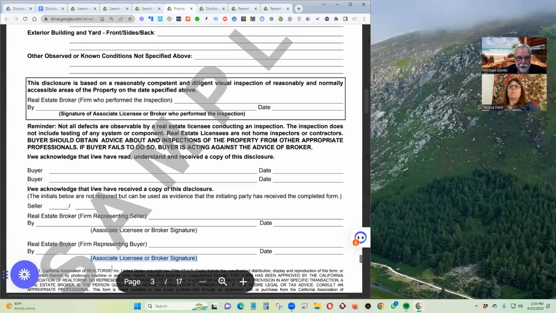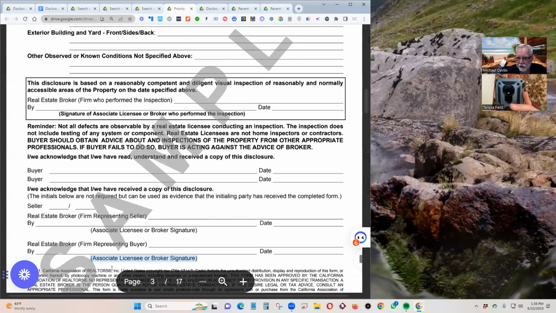Does that happen very often? No, no. So usually what this means is you're signing twice. You're signing in the middle box, and then you're signing at the bottom, depending on whether you're the buyer's or the seller's agent.